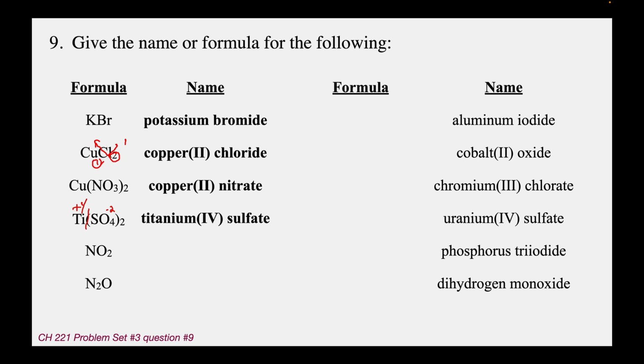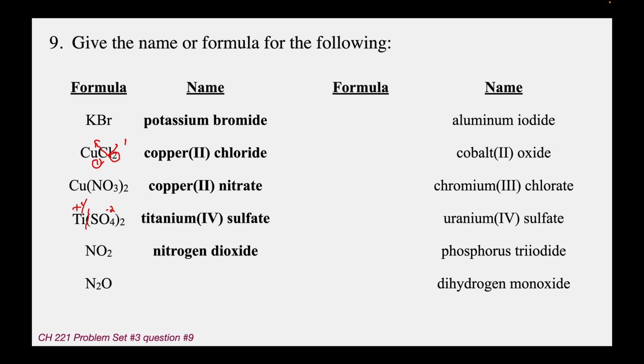And how you name these: the first name of the element is just given, and for the second name, you add an -ide ending to it. The second atom, you always add a Greek prefix to, but you only add a Greek prefix to the first atom if there's more than 1. So NO2 would be nitrogen dioxide. There's 1 nitrogen, we just call it nitrogen, and then 2 oxygens would be di, and the second one gets an -ide ending: nitrogen dioxide.